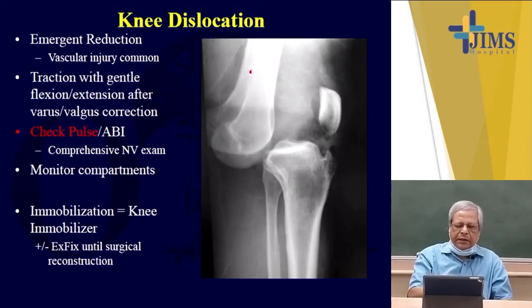But immediately check the pulse, and it has to be reduced as early as possible. Then the vascularity is checked again. If luckily the patient had a vasospasm, then the pulse may come up, and it has to be checked again easily by feeling the pulse or with a pulse oximeter. Then maybe the ligaments can be repaired later on.